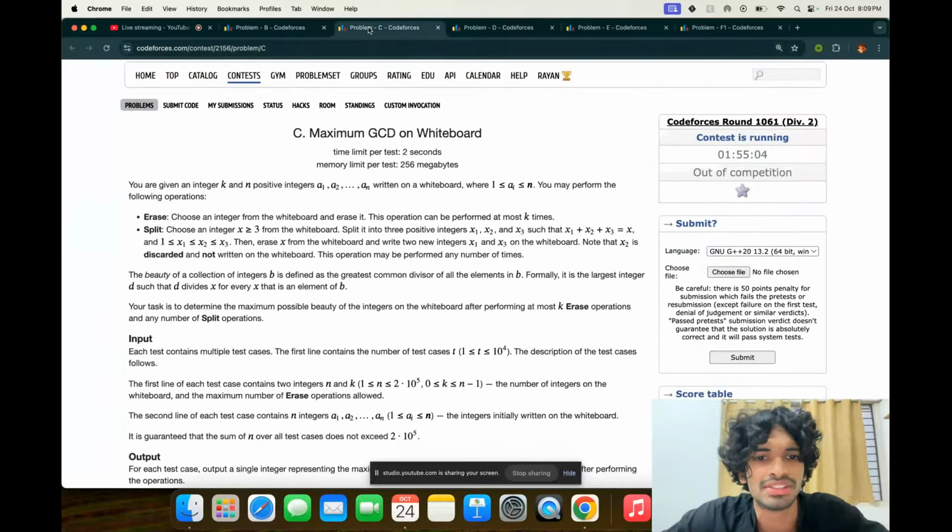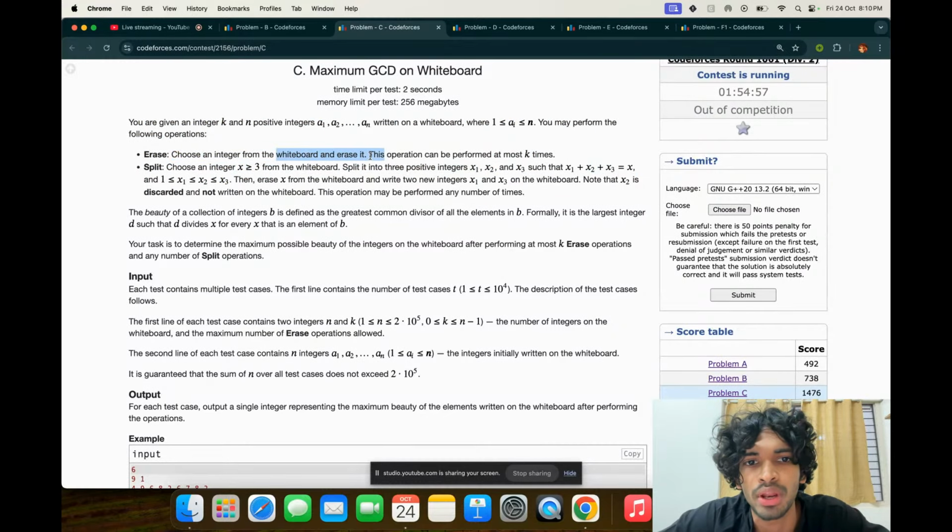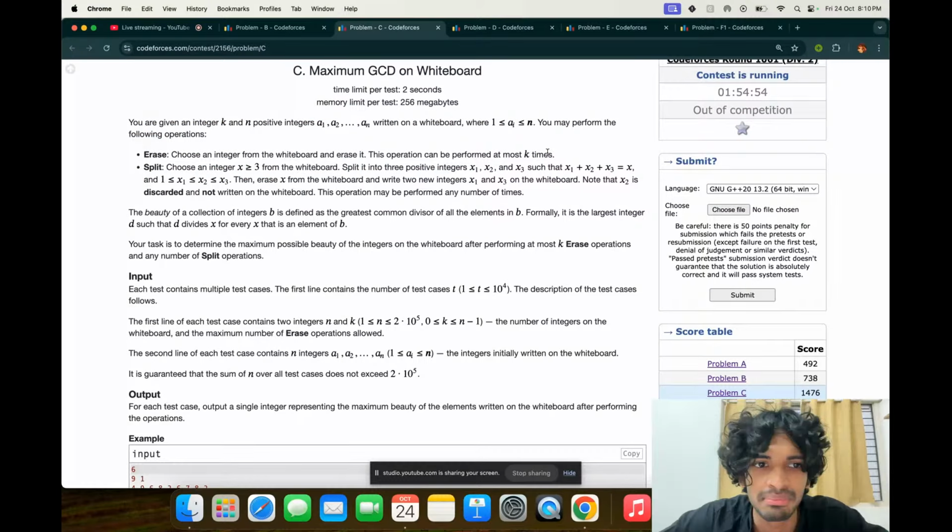I'll read C2. You're given an integer k and n positive integers written on a whiteboard. You may perform the following operations. Choose an integer from the whiteboard and erase it. This operation can be done at most k times. Choose an integer x greater than or equal to 3 from the whiteboard. Split it into 3 positive integers, then erase x from the whiteboard and write the 2 new integers x1 and x3 on the whiteboard. Note that x2 is discarded and not written on the whiteboard. This operation may be performed any number of times.